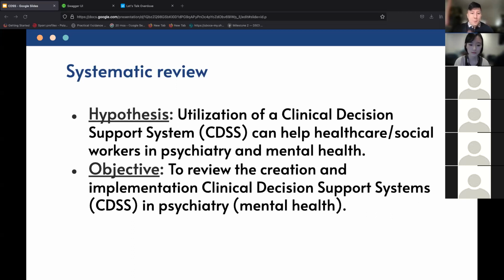The purpose of it is to investigate more on the topic of CDSs, and our hypothesis was that the utilization of clinical decision support systems can help healthcare and social workers in psychiatry and mental health. Our objective was to review the creation and implementation of clinical decision support systems in psychiatry. So we searched through 4 different databases: PubMed Central, Ovid Medline, Ovid Embase, and Web of Science for adequate coverage of literature.